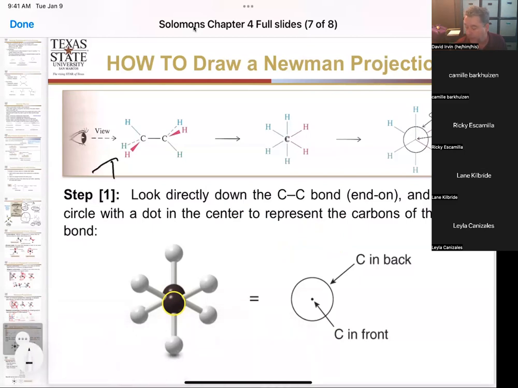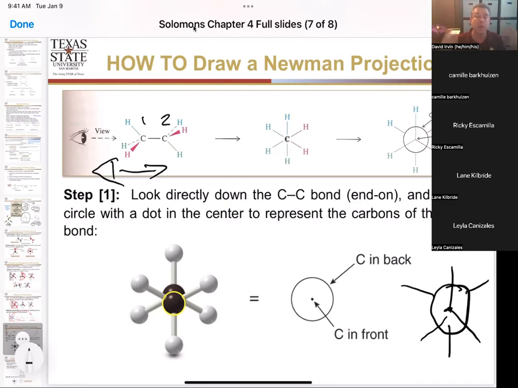I do like this little thing that looks like an eye, and I'm looking at this direction here, okay? Which means this is our carbon that's in front, closest to us, and this is our carbon that is behind that. The way we draw that is we start with the carbon in front as the dot, and we draw the 3 things attached to that. Then we draw a circle representing carbon number 2, the one behind it, and we draw the 3 things associated with that. And therefore we get our Newman projection.